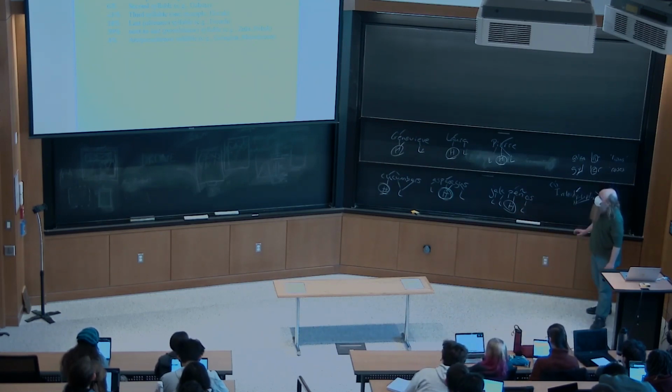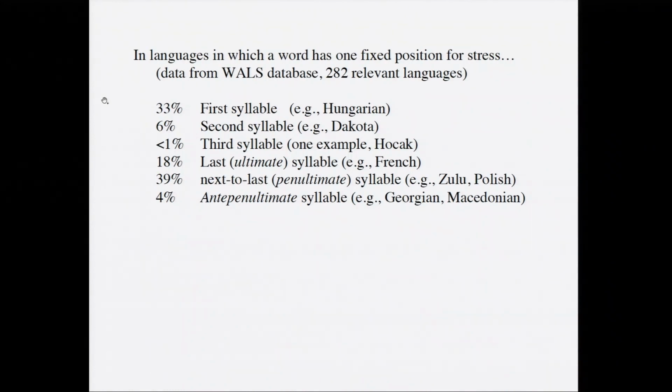In that database, you can see there are, among languages that have just one place where stress always goes, languages where that one place is the first syllable. That's pretty common. About a third of the languages like that do that. The most common type of stress for a language like that is penultimate stress. Languages like Zulu and Polish have stress on the next to last syllable.